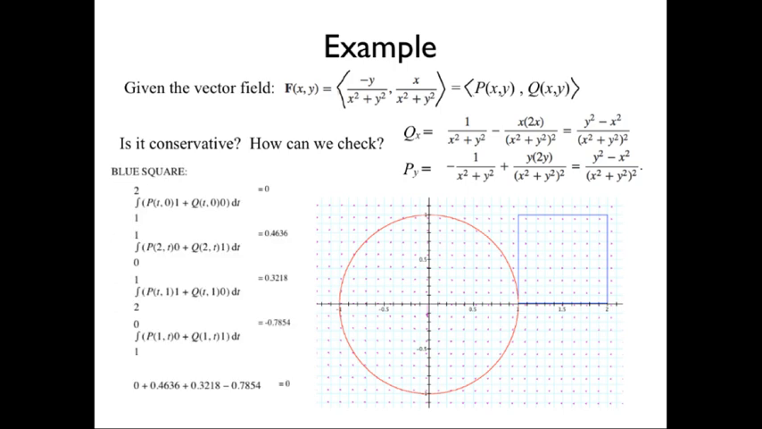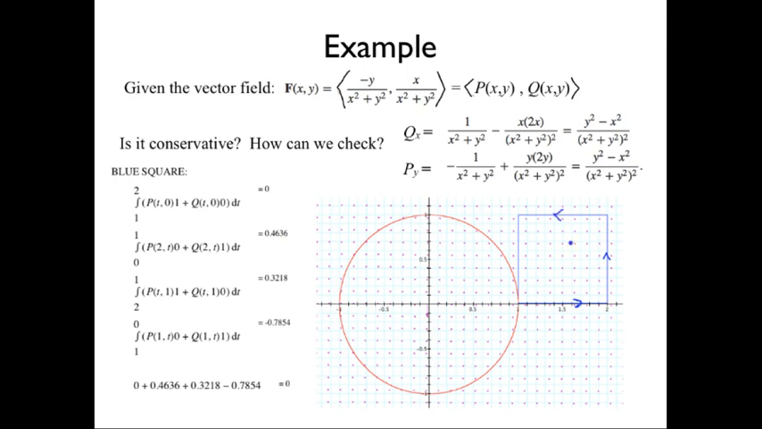I'm just going to show you the math for the blue square because that's a lot of work. It's not hard work, but it's a lot of work. This first one here is from 1 to 2, so I let t be x, and we integrate from 1 to 2 of P times 1. My dr would be 1 comma 0, and I get 0 for that. The next part of the journey, I let t be y and integrate from 0 to 1 because y goes from 0 to 1. This is what happens when you do F dot dr, and I get 0.4636.